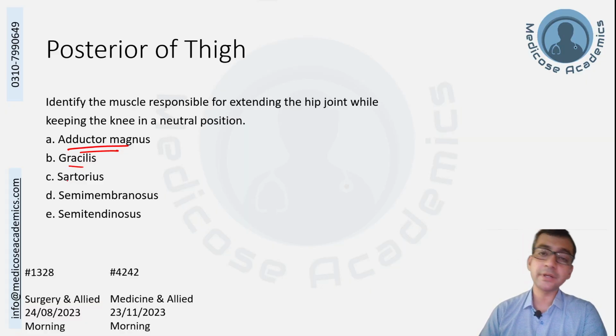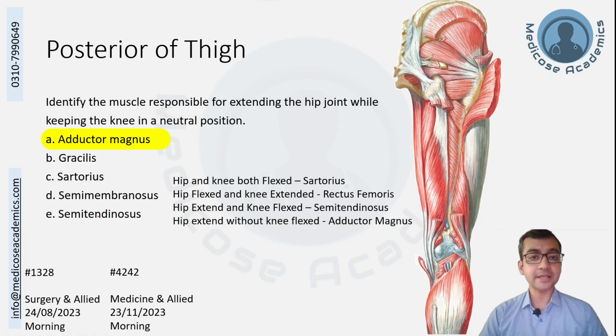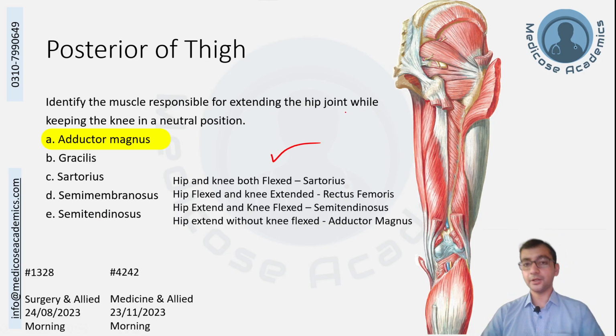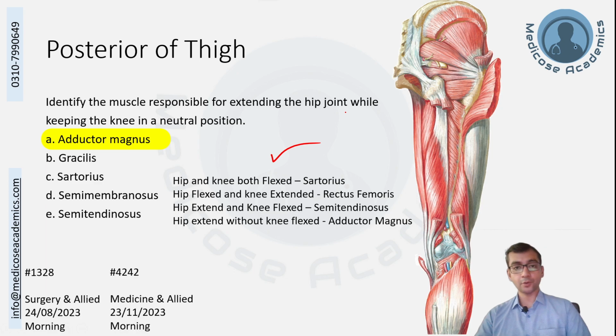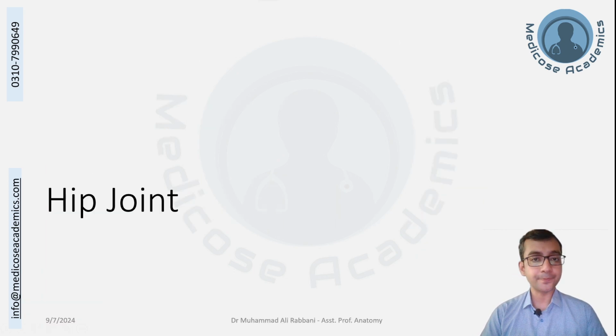Gracilis crosses both joints, but it is the adductor. Sartorius flexes both joints. These two extend the hip joint but flex the knee joint. So the correct answer is adductor magnus muscle. You can go through these to figure out the answer to the other commonly asked question in this scenario.